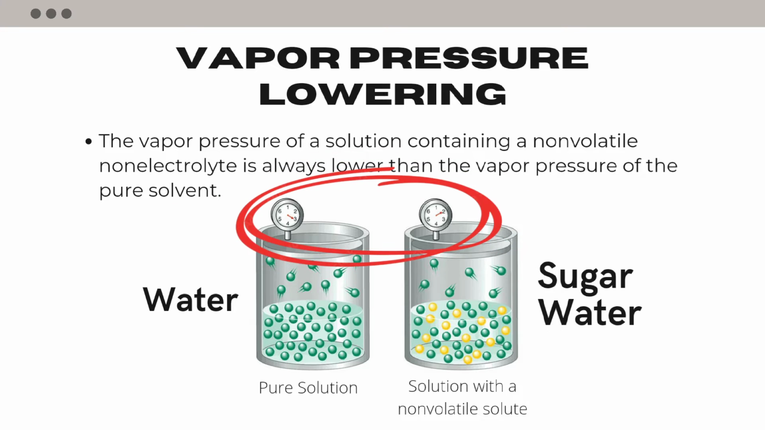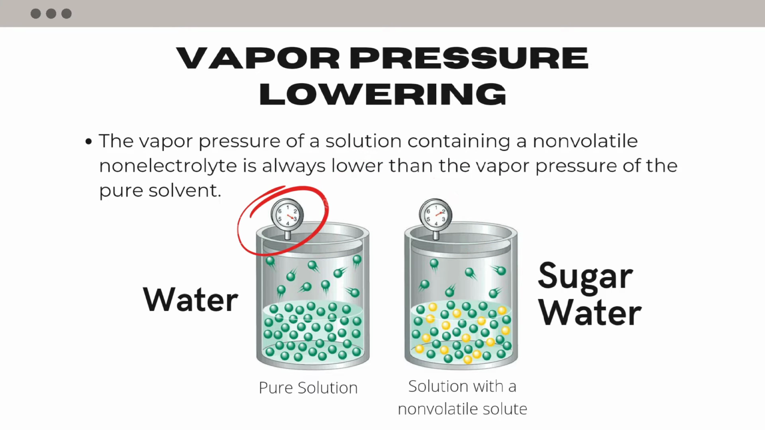If you look at the pressure gauge up here, you can see that the pressure, which is the vapor pressure of the water, is about 3, and the vapor pressure here is about 2. And so what we see from the evidence is that the vapor pressure of the solution is lower than the vapor pressure of the pure solvent.